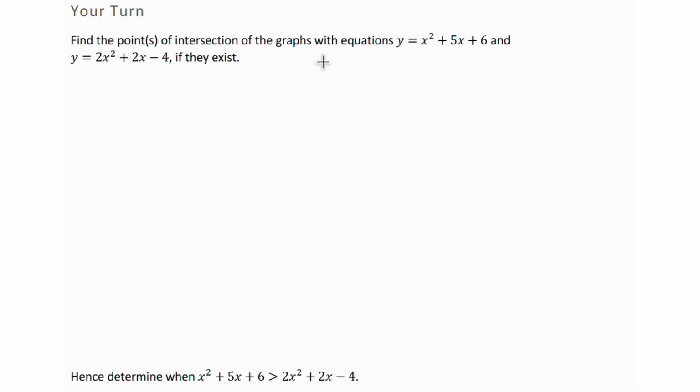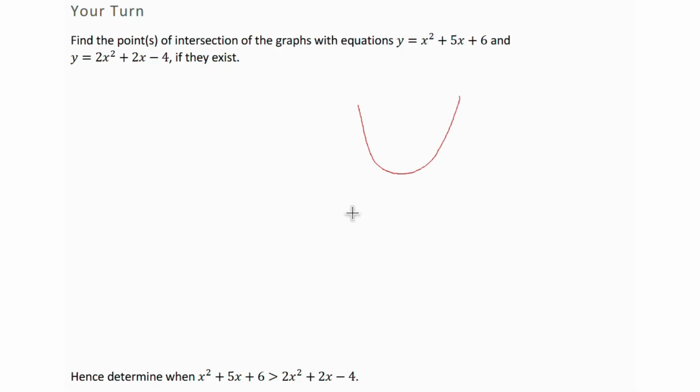Find the points of intersection of the graphs with equations y equals x squared plus 5x plus 6 and y equals 2x squared plus 2x minus 4, if they exist. This is two quadratics. Two quadratics could intersect in multiple ways.